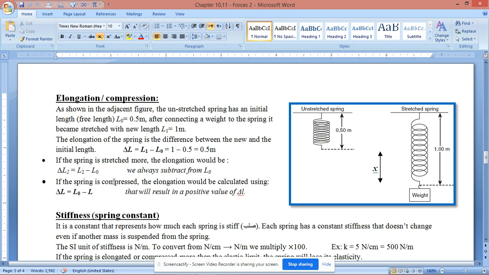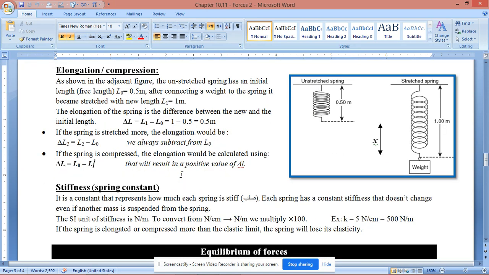If the spring is compressed, the equation will be L0 minus L, since the initial length will be greater than the new length. When the spring is compressed, let's say its initial length was 10 centimeters. When we compress it, it will become, let's say, 5 centimeters. So the compression is 10 minus 5. So the elongation should always be a positive value.